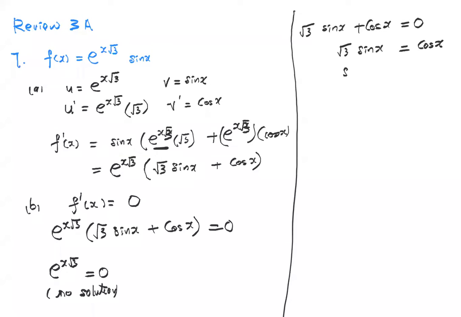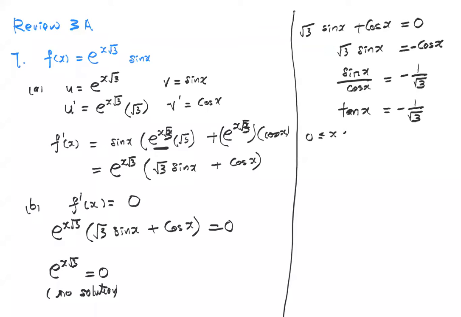So sin x over cos x will be equal to negative 1 over root 3. So this will be tangent x equal to negative 1 over root 3. Yeah. So when you talk about x between 0 and 2 pi, correct?